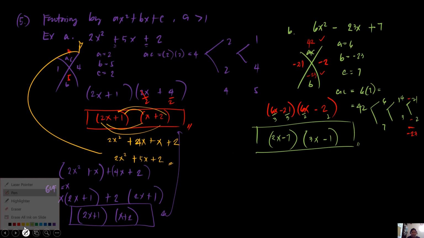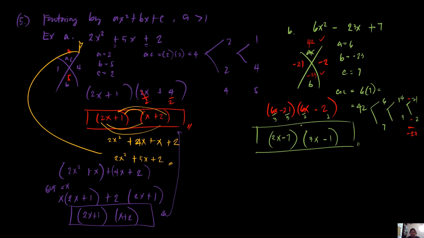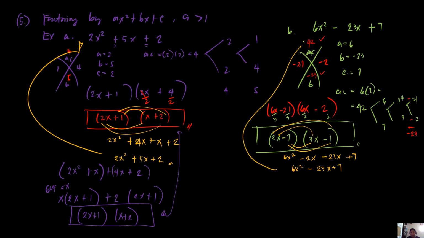Okay? Let us check if our factors are correct. 2x times 3x, you will have 6x squared. 2x times negative 1, you will have negative 2x. Negative 7 times 3x, you will have negative 21x. Negative 7 times negative 1, the answer is positive 7. Combine like terms: 6x squared minus 23x plus 7. So, ayun class, bumalik tayo dun sa original expression.